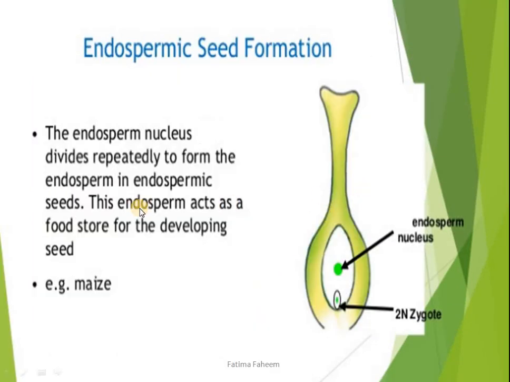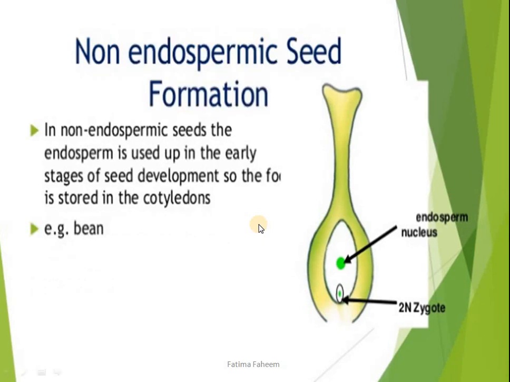Endospermic seed formation includes the endosperm nucleus dividing repeatedly to form endosperm in endospermic seeds. This endosperm acts as a store of food for the developing seed, for example in maize. So in maize we see endosperm, which is present there as a storing tissue. It stores starch in it so that the growing seed can use that starch to germinate or to grow.